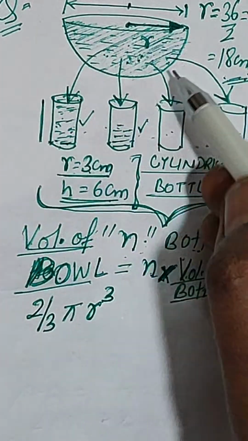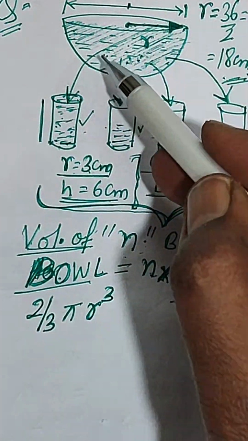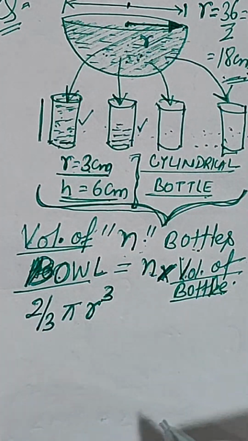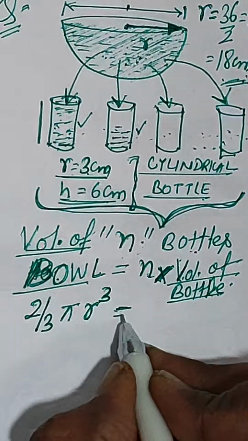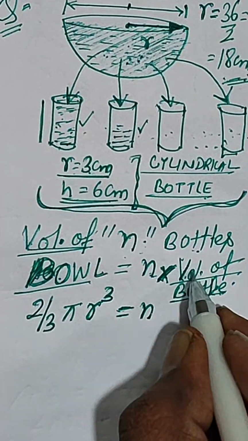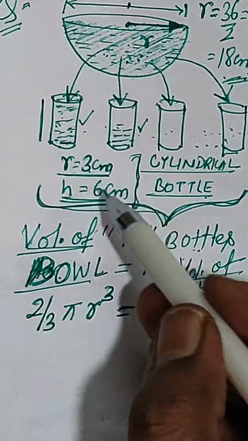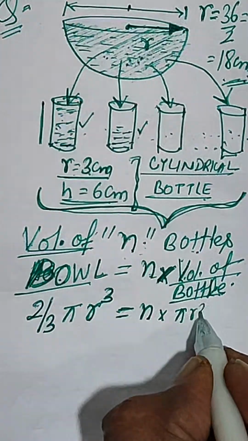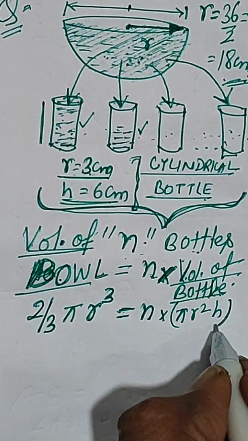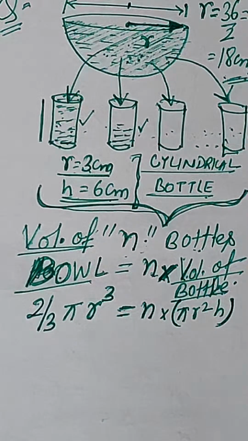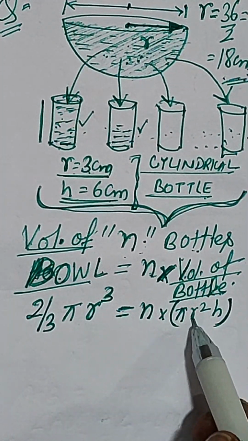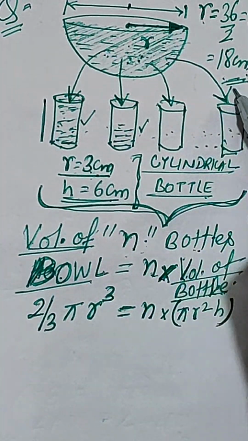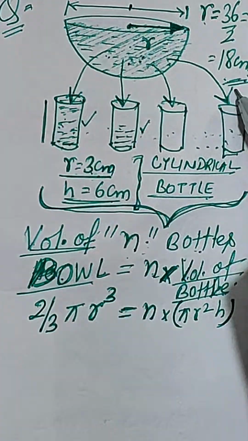Because 4 by 3 pi r cube is the volume of a sphere, for a hemispherical ball it will be 2 by 3 pi r cube is equal to n times the volume of a bottle which is having a dimension. So pi r square h is the volume of a cylindrical bottle. But mind it, students, this r is 3 centimeter and this r is 18 centimeter. So don't make the mistake.